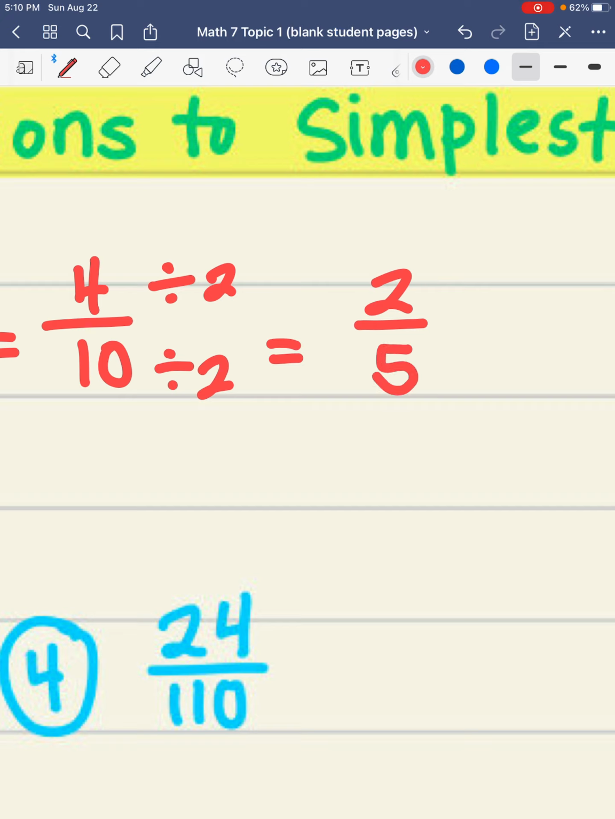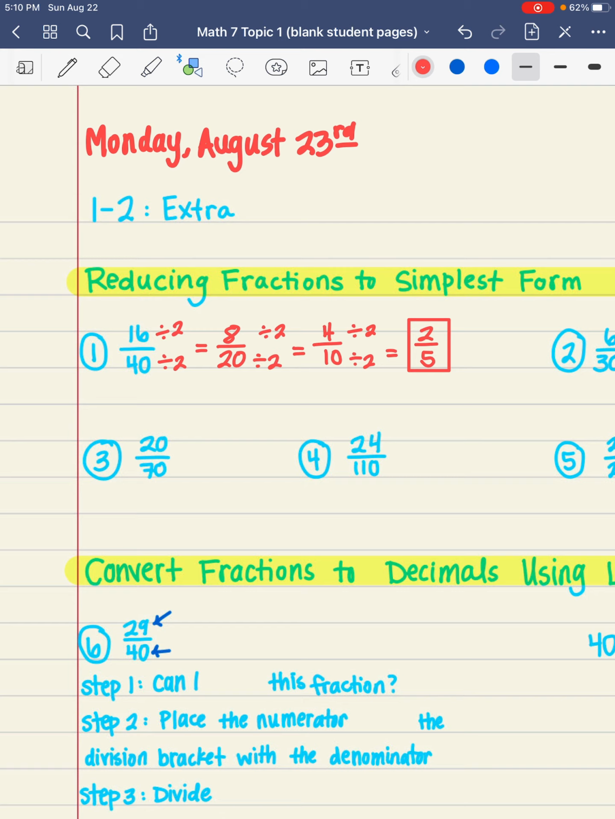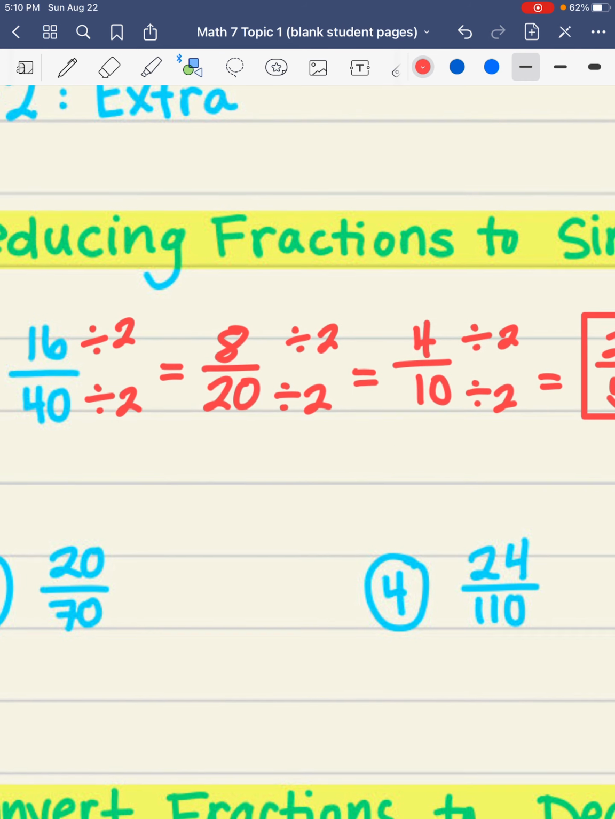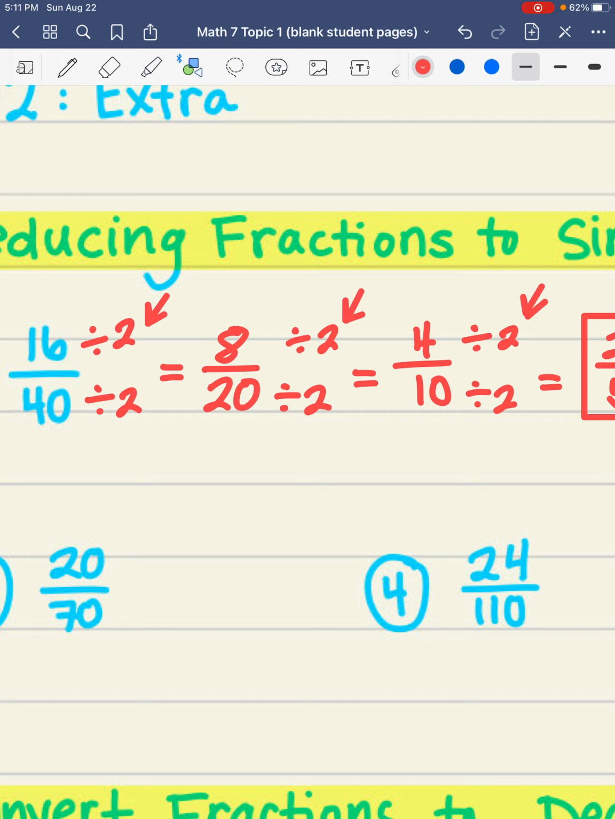So now I'm left with an even number on top and an odd number on the bottom. So I know I cannot divide these both by 2. In fact, there's not a common number that goes into both of them together. And because of that, I know that I have reduced our fraction to simplest form. So 16 over 40 is equivalent to 2/5. Now, we divided by 2 three separate times. We divided by 2 here, here, and here.